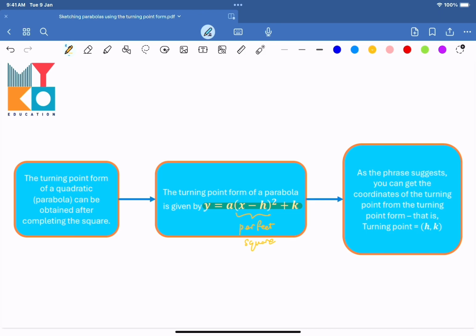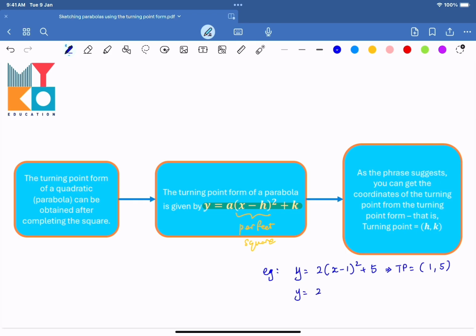And if you think about it, as the phrase suggests, the turning point form means that you can get the coordinates of the turning point very easily. The h and the k values are going to be the coordinates of the turning point. So let me give a few examples. If I have y equals 2 times (x minus 1) squared plus 5, the turning point itself is going to be (1, 5). That is the coordinates of the turning point.